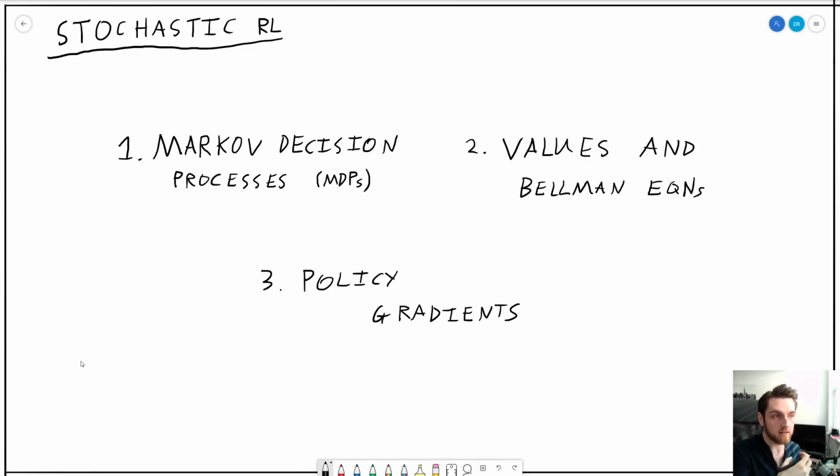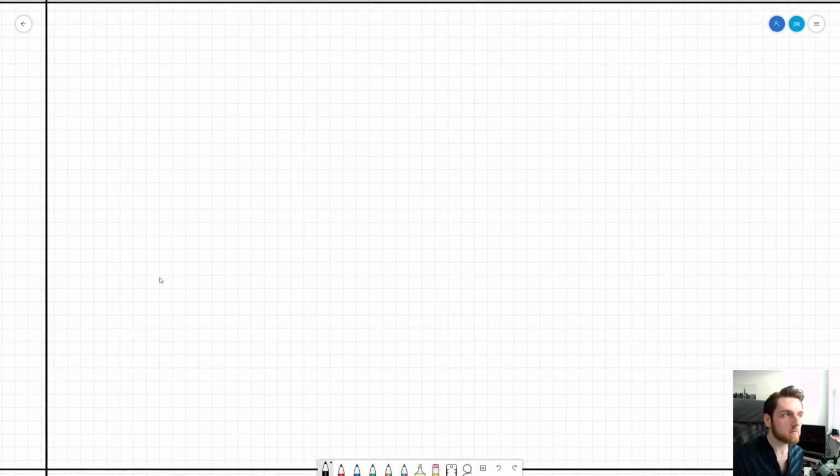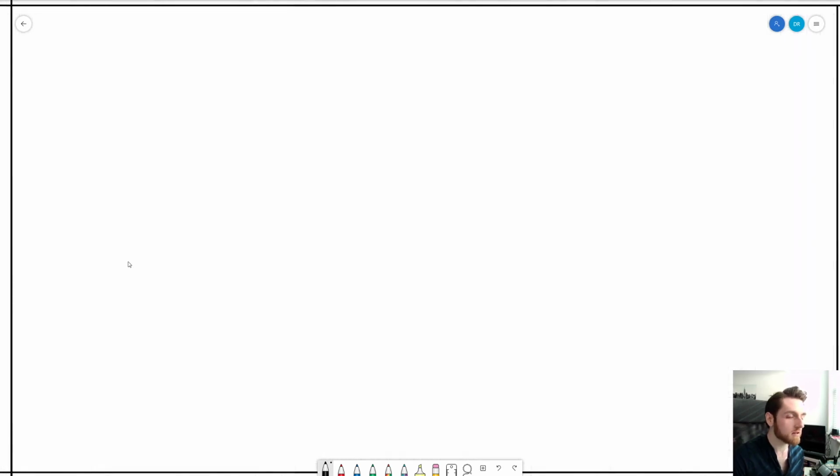So we'll begin this lecture by covering Markov decision processes. Then we'll reintroduce values and Bellman equations in this stochastic setting. And then we will cover the techniques that we're going to use to solve these problems in this module, which is using policy gradient. So just to start with, we'll start with MDPs.